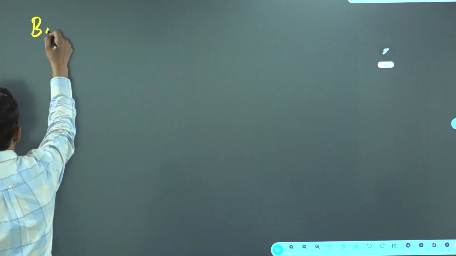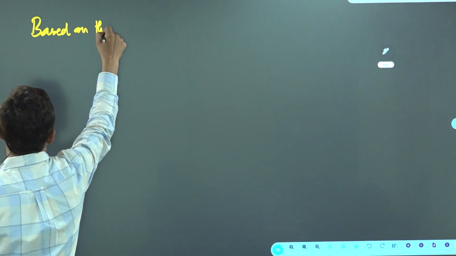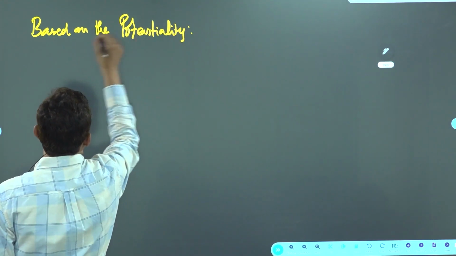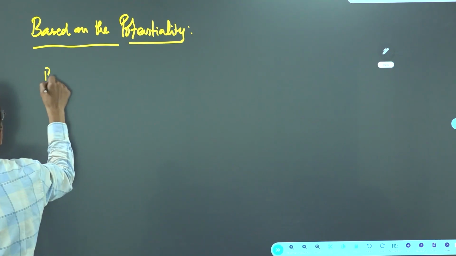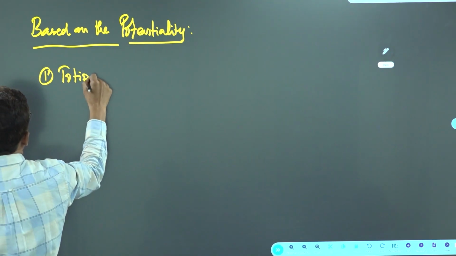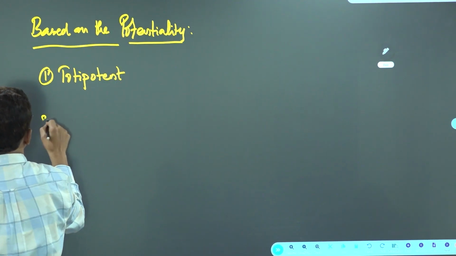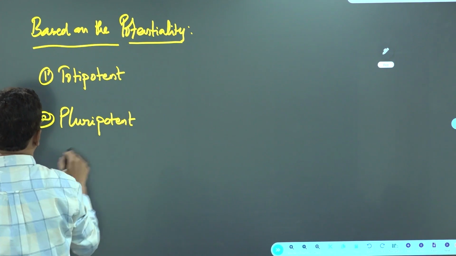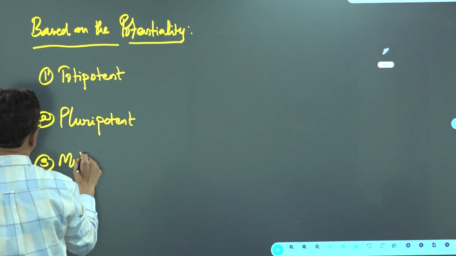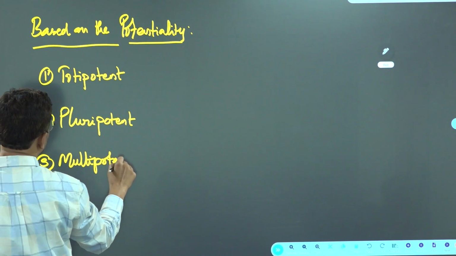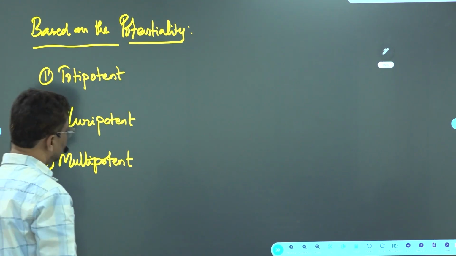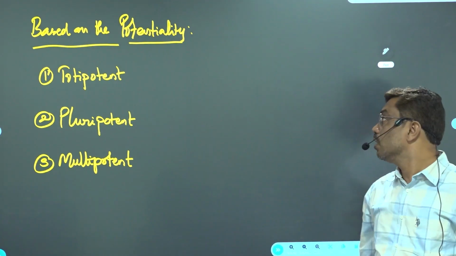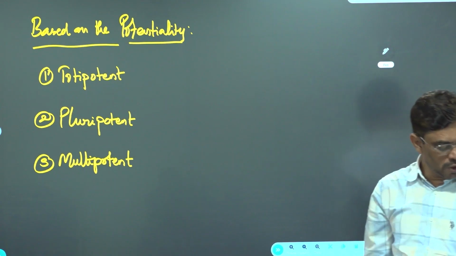Based on the potentiality, or based on the differentiation capacity, the stem cells are broadly classified into totipotent stem cells, pluripotent stem cells, and multipotent stem cells. So based on the potentiality, the stem cells are of different types: totipotent, pluripotent, and multipotent stem cells.